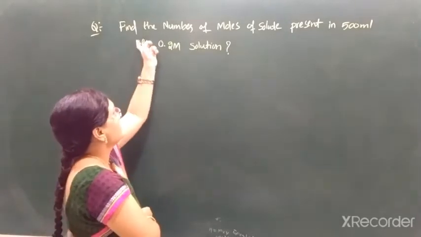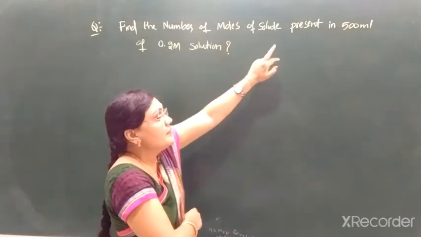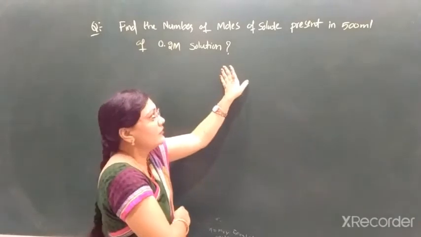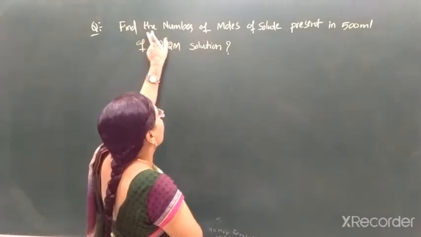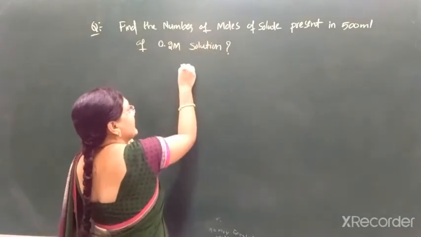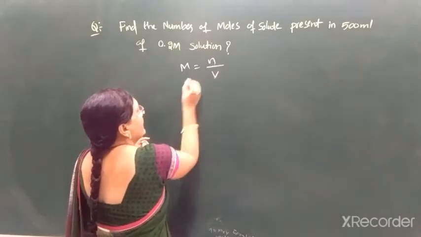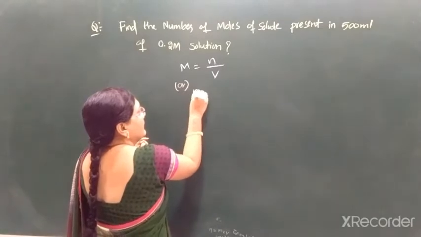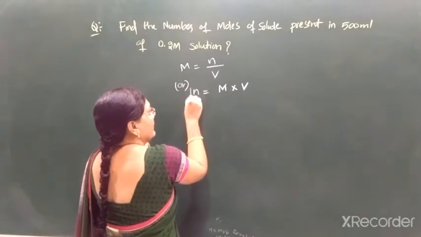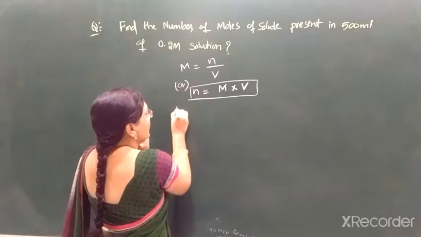Okay, next problem is to find the number of moles. Find the number of moles of solute present in 500 ml of 0.2 M solution. The formula is M equal to n by V, or n equal to M into V. We don't know the number of moles.